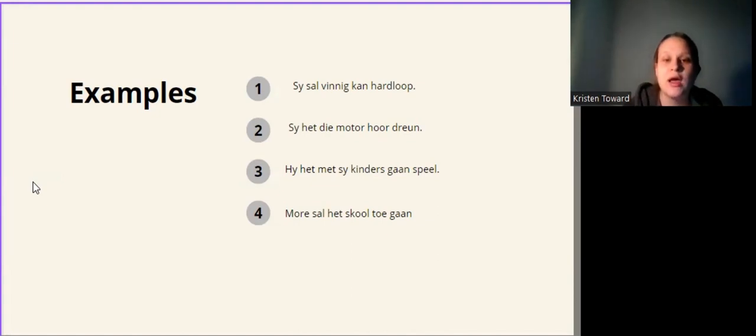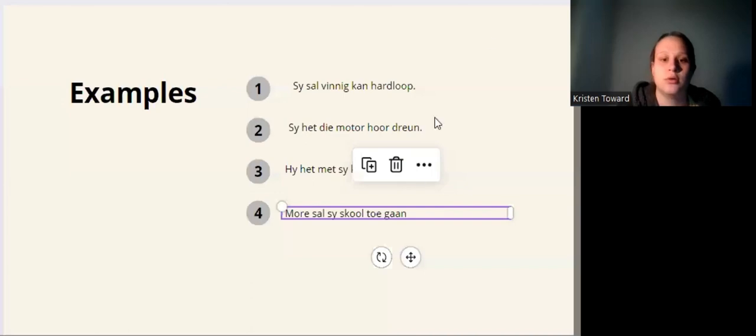For example 3, hy het met sy kinders gaan speel. Gaan speel, sorry, not kan. So we have het, so it's verlede tyd. And if we have a look at it, gaan speel. So gaan would be our verb 1, speel would be our verb 2. So we're going to bring gaan back. So hy gaan met sy kinders speel, and there it is in the present tense for you, nice and simple.